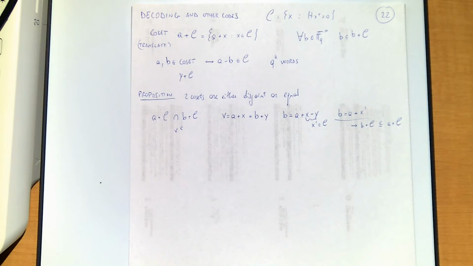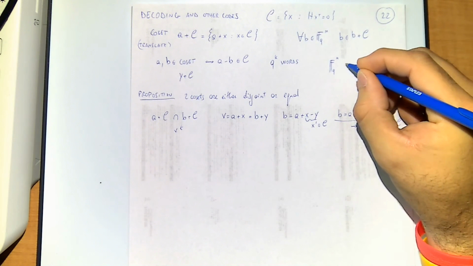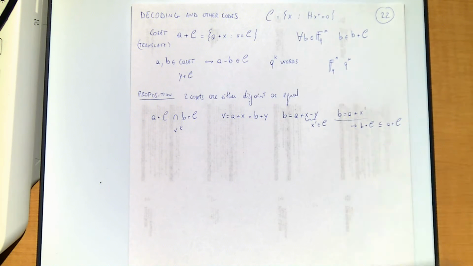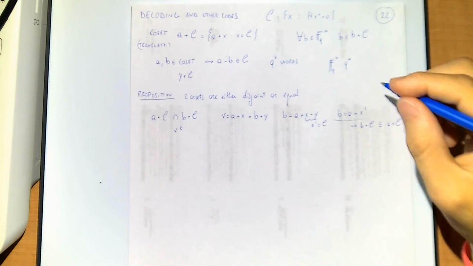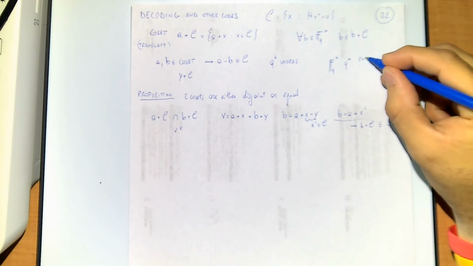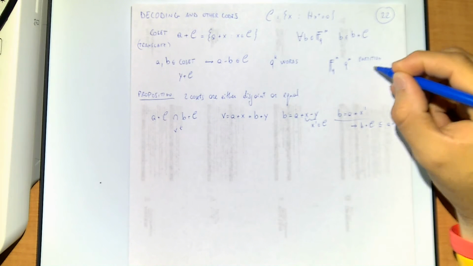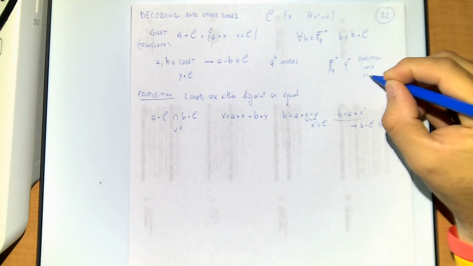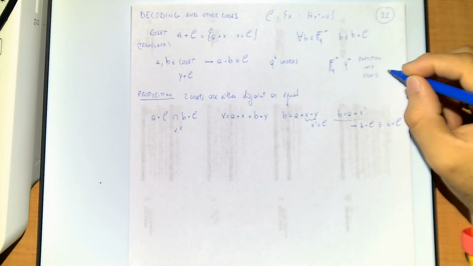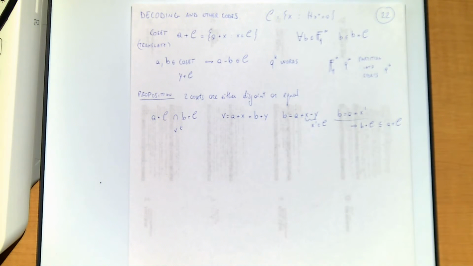Okay, so that means that effectively, look what happens. I have F_q to the n as my space, and this contains q to the n elements, and I can kind of group them, or partition them, into cosets, right? They contain q to the k each.